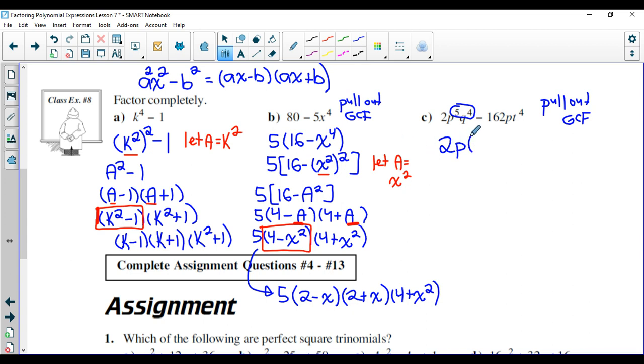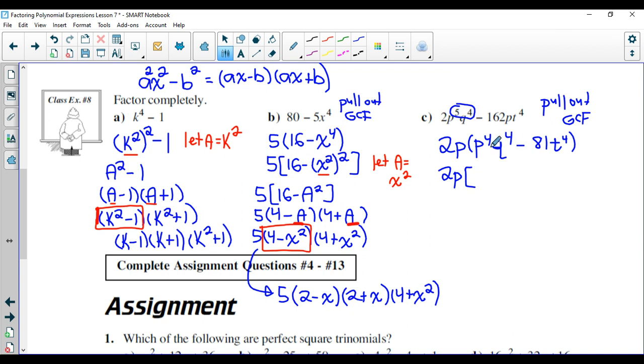So this would then become, if you pull out 2p, p to the power of 4, q to the power of 4, subtract 81 t to the power of 4. Now, I'm going to rewrite this out a little bit because I want to write it in a difference of squares format. So if I do this, you'd have 2p. Now, it's a little bit tricky here.